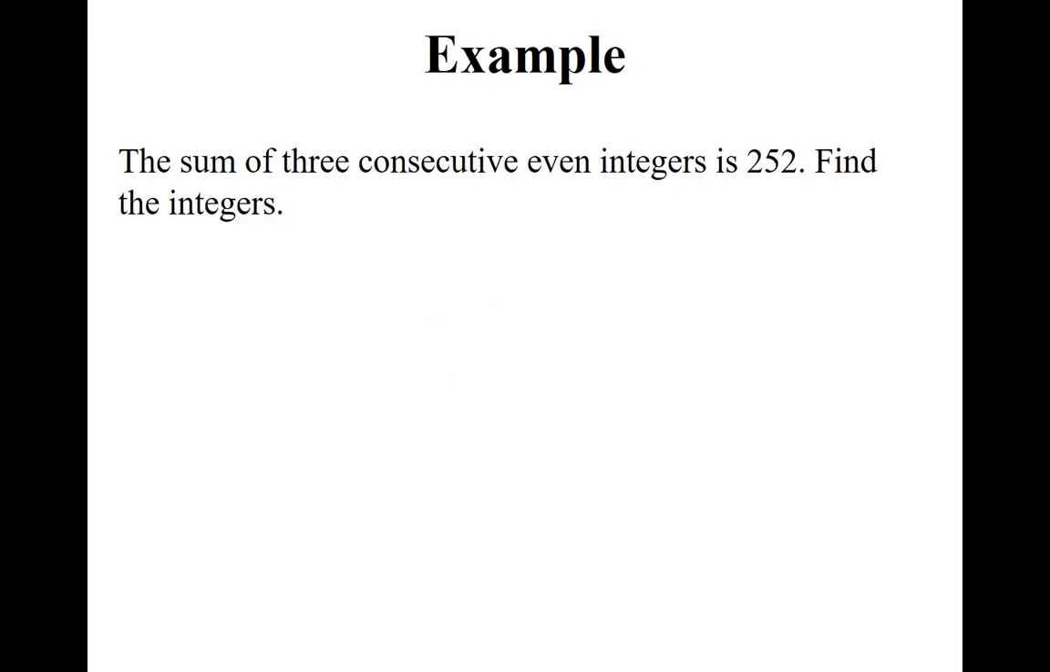So first, let's talk about consecutive numbers. Consecutive numbers are like 3, 4, 5; 10, 11, 12; 4, 5, 6; 8, 9, 10; 15, 16, 17. Consecutive integers extends that to the negative numbers. So -3, -2, -1, or -42, -41, -40. Those would be consecutive integers. -1, 0, 1.